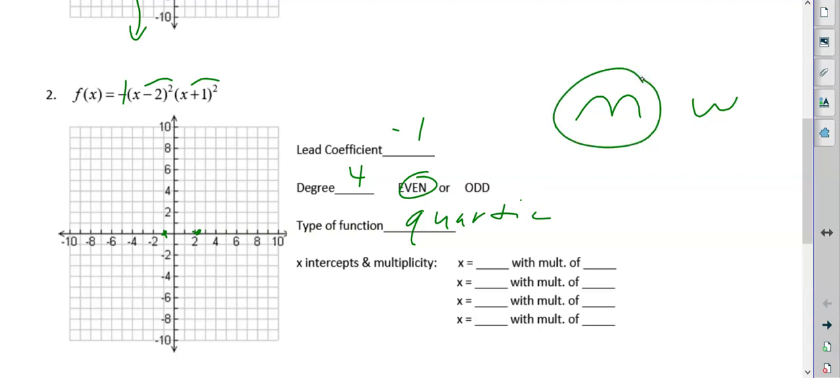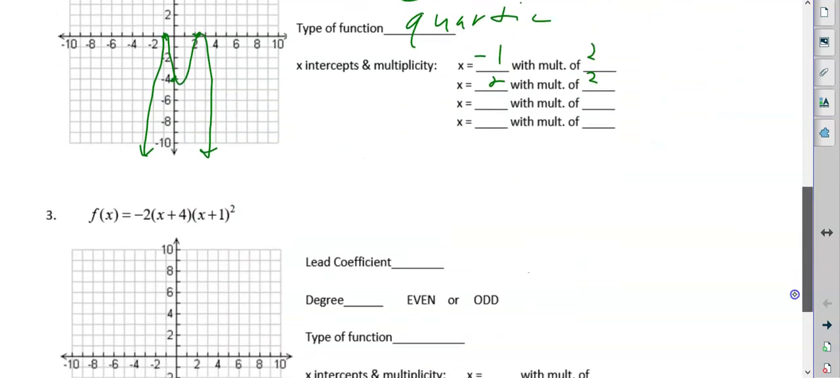All right. And again, with it being squared, that means it's bouncing off that number. You will see on the calculator it has a y-intercept of -4. Gives you a little bit of guidance. Now we're going to come up here, bounce off of here, come down through there, bounce off of there, and come back down. And so we have two numbers. We have -1 and +2, and they both bounce, so it's a multiplicity of 2.